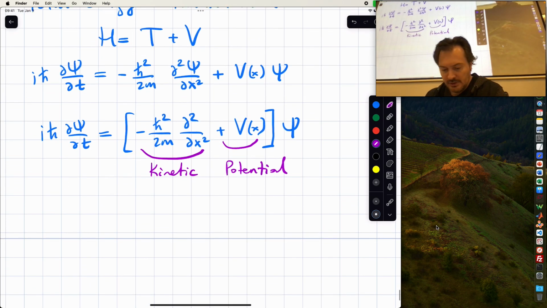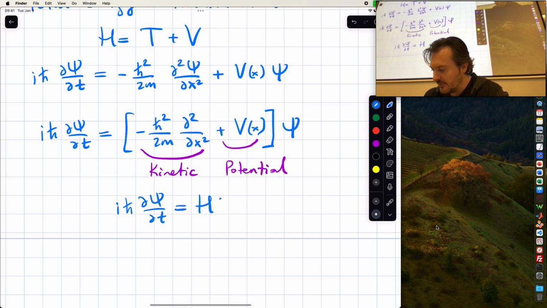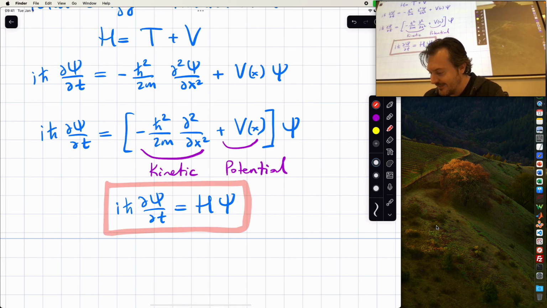So here is Schrödinger's equation in full glory. I h bar del psi over del t is equal to H psi. That is what is governing governments.